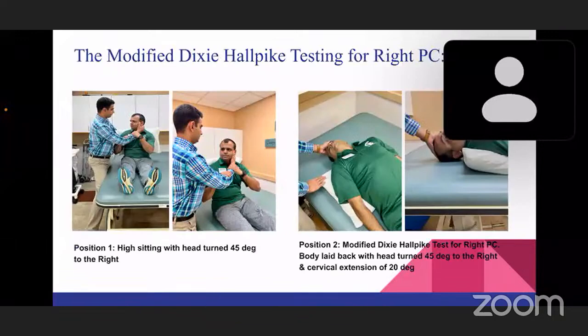Now, this was the modified Dix-Hallpike testing for the right posterior canal. As you can see in position 1, high sitting with the head turned 45 degrees to the right. In the second position, the body is laid back with the head turned 45 degrees to the right, and there is cervical extension of 20 degrees. As you can see in the last picture on the right, there is 20 degrees of cervical extension with 45 degrees of rotation to the right.